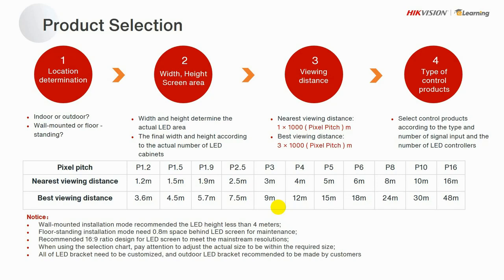If you install the screen indoors, you should consider the space of the whole room, like the size of the room. At last, according to the type and the number of signal inputs and the number of LED controllers, select the control product. According to different pixel pitch, we can have the list of the best viewing distance of the screen. So here is a reference table for you.